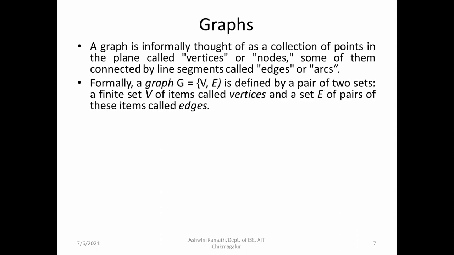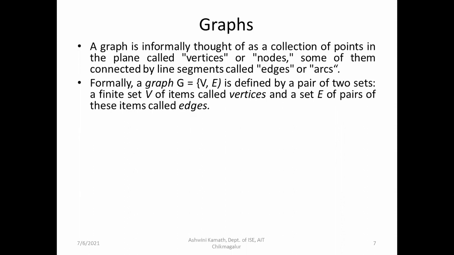So the formal definition of a graph is G = (V, E), defined by a pair of two sets: the finite set V of vertices and the set E of edges. Here each edge is a pair of vertices. That's what they have given here, E of pairs of these items. These items mean vertices.